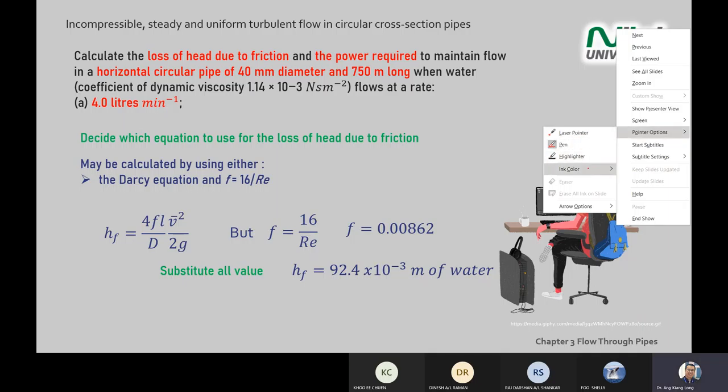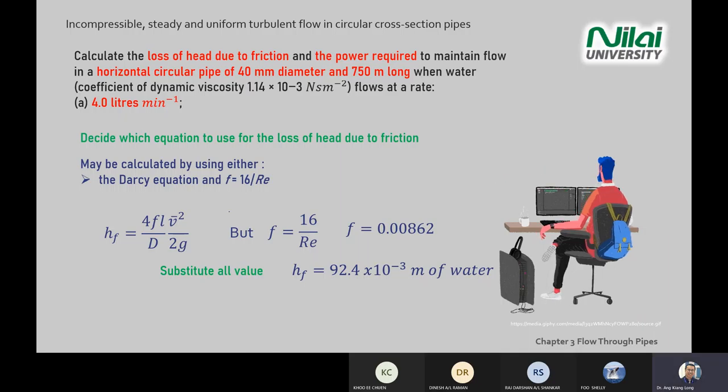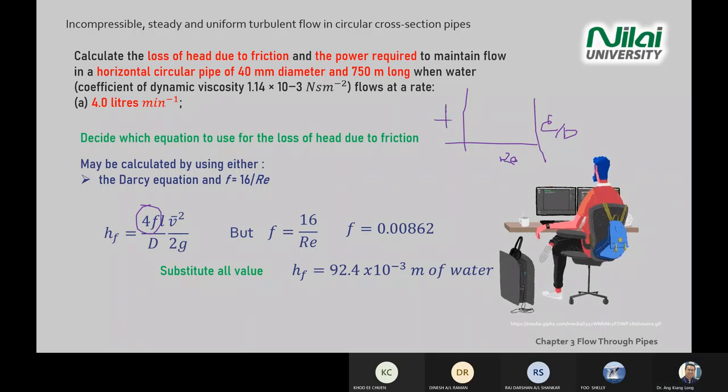I want to highlight something, pay a little bit more attention. If you look at the screen, you see 4F. If you use the Moody chart, you have epsilon over D, you have Reynolds number, you have F. You need to be careful when you use the Moody chart. When you use the Moody chart, you straight away use F in the equation.